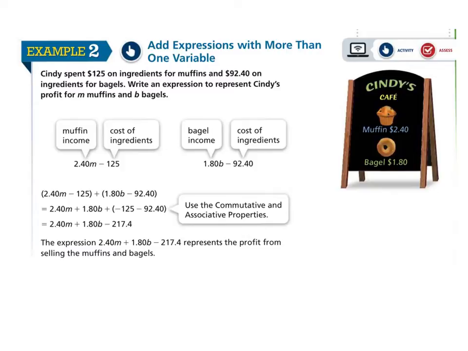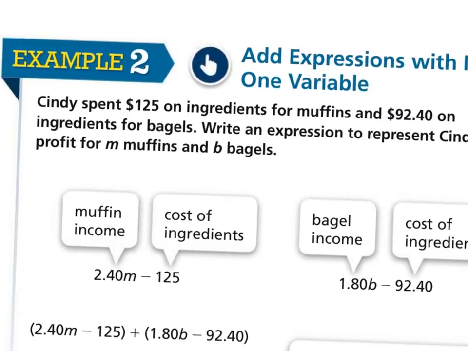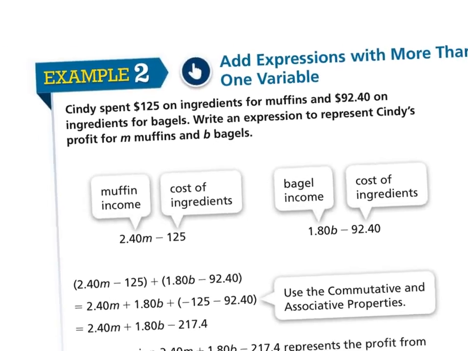So example 2, what's going to happen here is that they're saying that we have more than one variable, and you might say, well, we just had one with more than one variable. We just had something with an M and something with an M. That's actually two variable terms, but not two variables. Two variables is meaning that we're going to have more than one letter involved in this problem. So Cindy spent $125 on ingredients for muffins and $92.40 on ingredients for bagels. Write an expression to represent Cindy's profit for M muffins and B bagels.